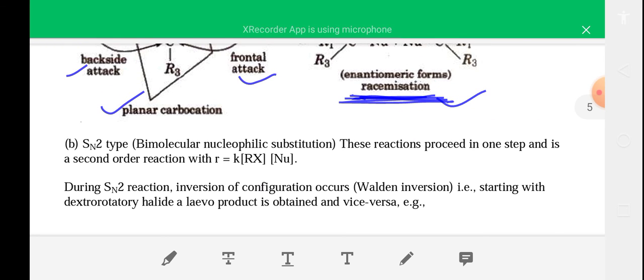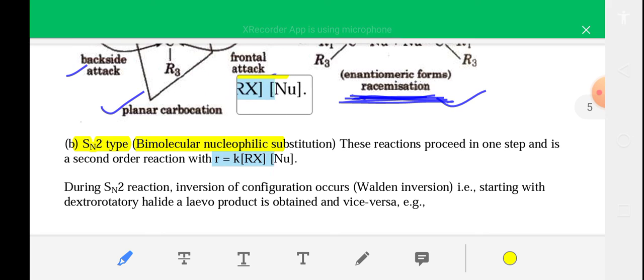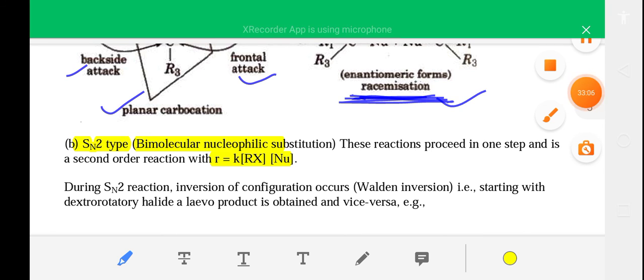Now see second type of reaction, SN2 type, or substitution nucleophilic bimolecular. Substitution nucleophilic bimolecular reaction, molecularity 2. In this reaction, the rate of this SN2 reaction depends on both concentration of reactant and concentration of reagent. Okay, concentration of substrate RX and concentration of nucleophile. So rate of this SN2 reaction depends on both concentration of substrate and concentration of nucleophile.